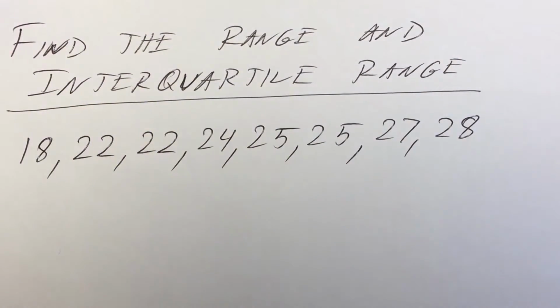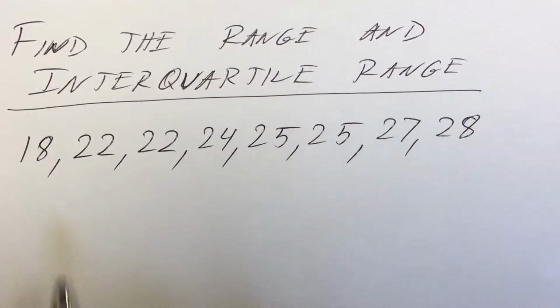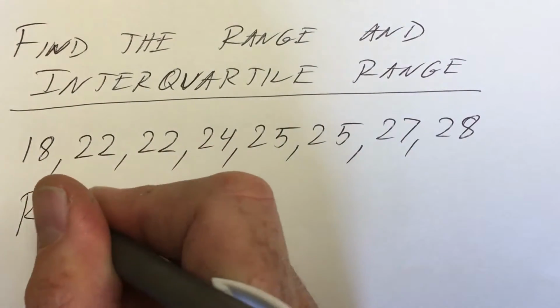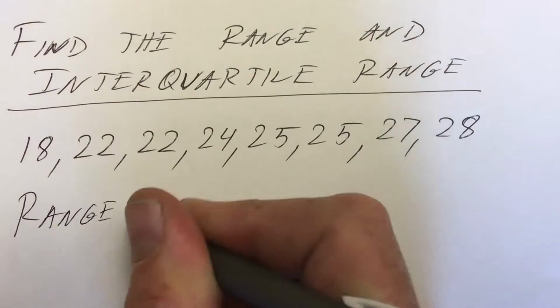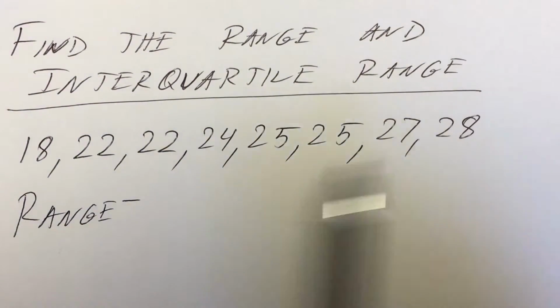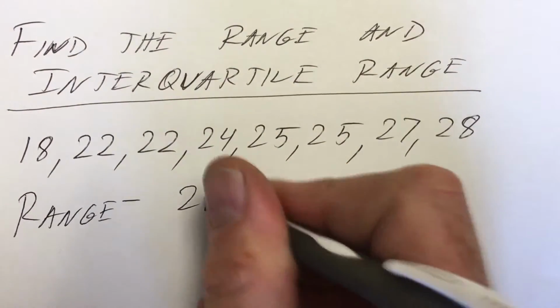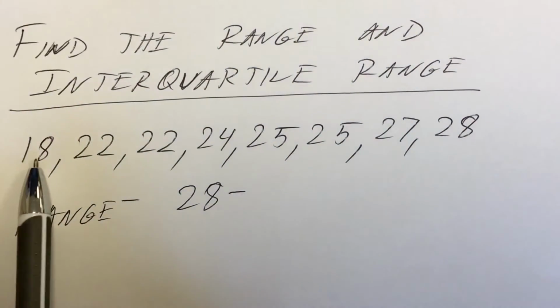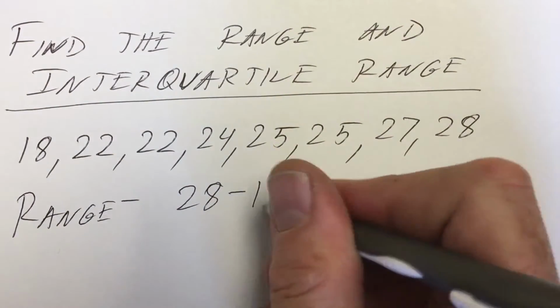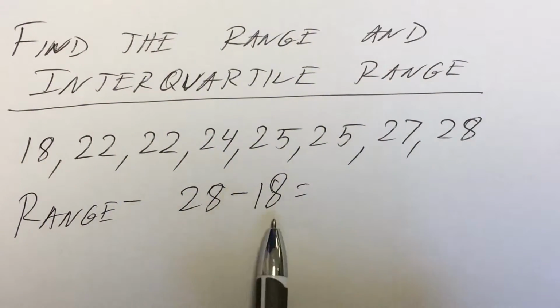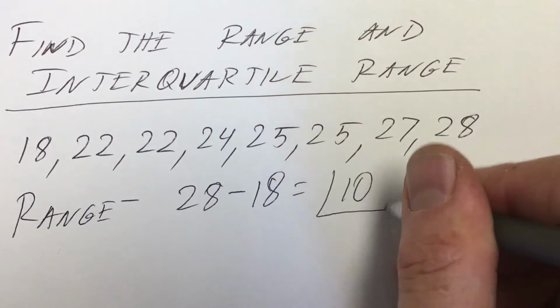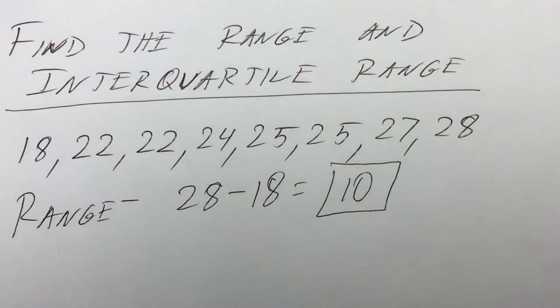To find the range and the interquartile range, we can use a set of data. We want to first make sure the data is in order from least to greatest. For the range, again, we want to find the difference between the maximum value and minimum value, or the greatest value and the least value. The maximum value will be 28, and we subtract off the minimum or lowest value, which is 18. 28 minus 18 is 10, so our range for this data set is 10.